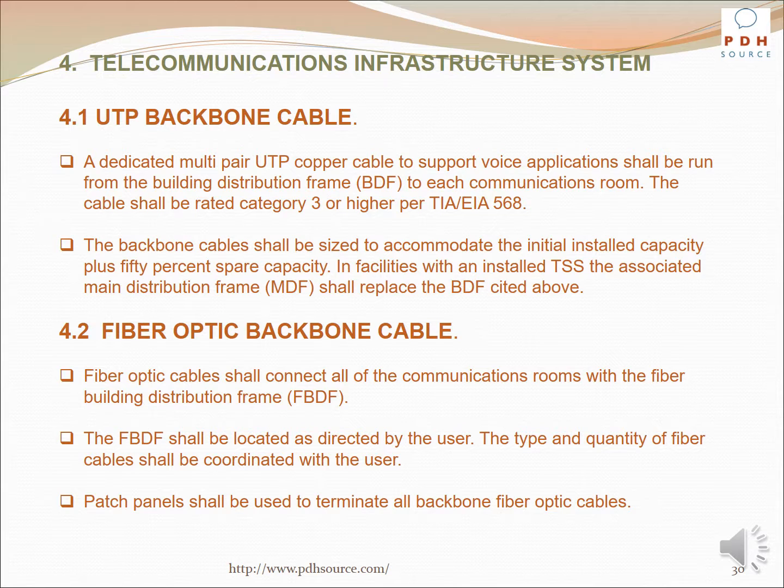A dedicated multi-pair UTP copper cable to support voice application shall be run from the building distribution frame, BDF, to each communications room. The cables shall be rated Category 3 or higher per TIA 568. The backbone cable shall be sized to accommodate the initial installed capacity plus 50% spare capacity. In facilities with an installed TSS, the associated main distribution frame, MDF, shall replace the BDF cited above. Fiber optic cables shall connect all of the communications rooms with the fiber building distribution frame, FBDF. The FBDF shall be located as directed by the user. The type and quantity of fiber cable shall be coordinated with the user. Patch panels shall be used to terminate all backbone fiber optic cables.